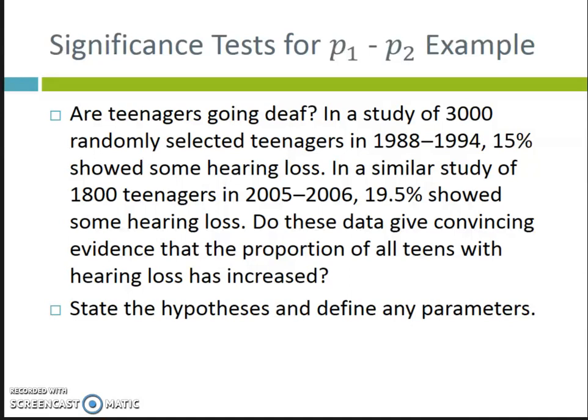So first thing we want to do is state our hypotheses and define any parameters. Because there's a difference in proportions here that we're looking at, there's going to be 2 parameters that we define.